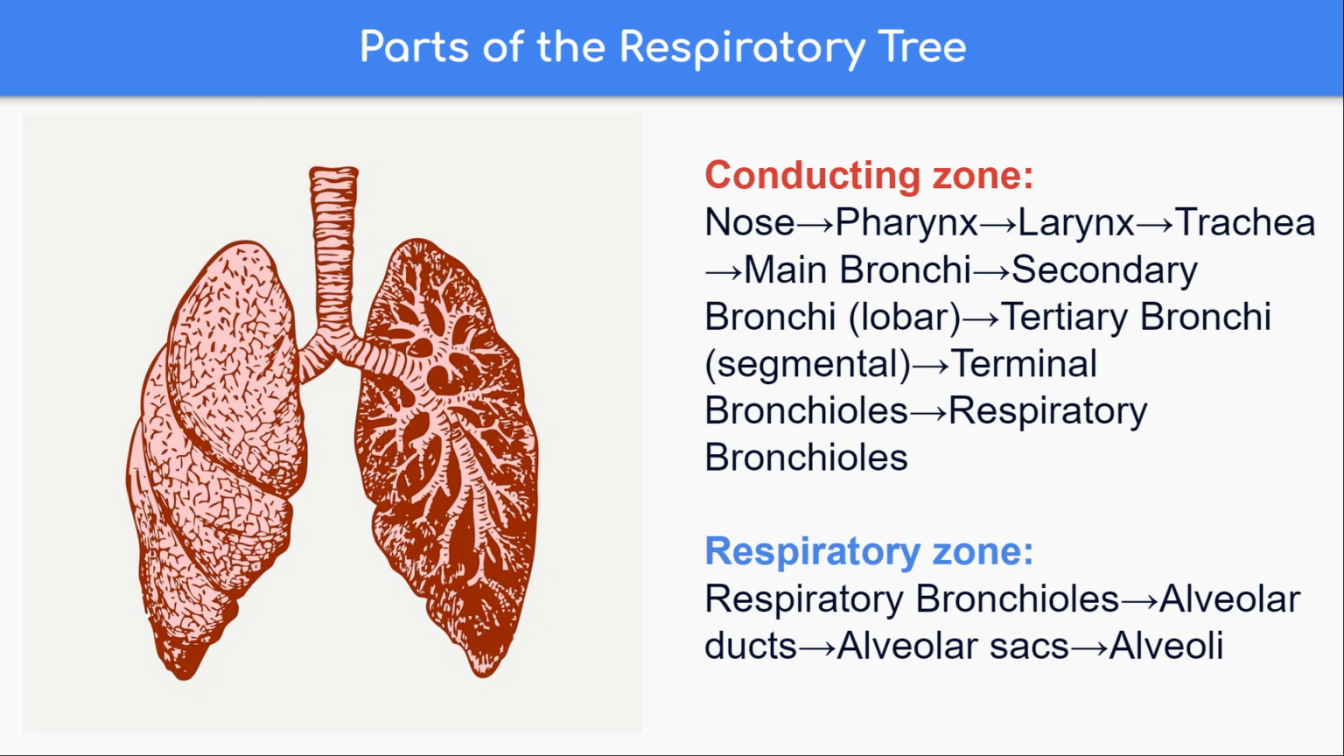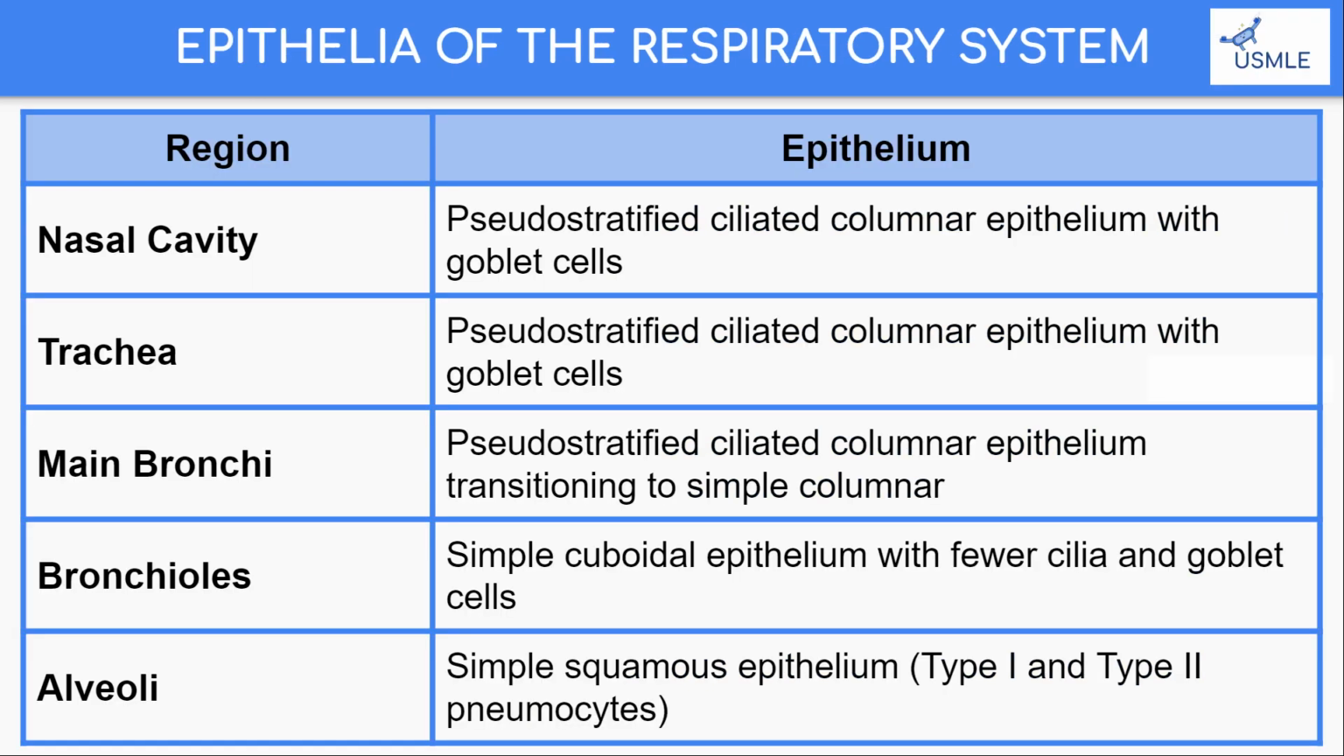The respiratory tree is divided into two parts, the conducting zone and the respiratory zone. Dividing helps in understanding the function and histologic morphology of each segment. The conducting zone provides a passage to the air we breathe in, whereas the respiratory zone is involved in the exchange of gases. Here are the main epithelia lining the respiratory tract.